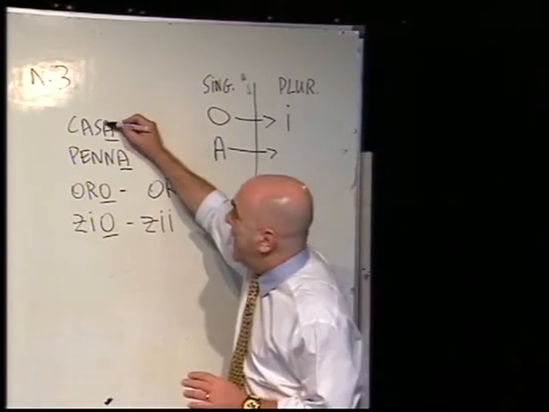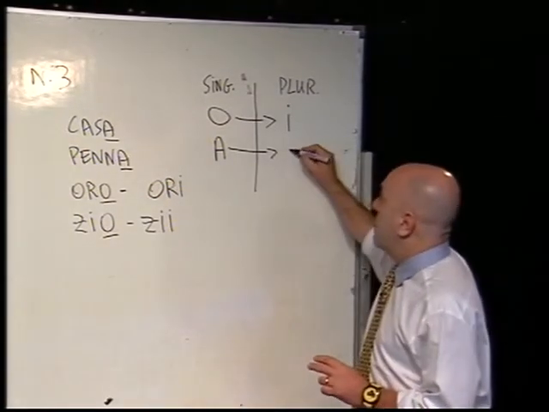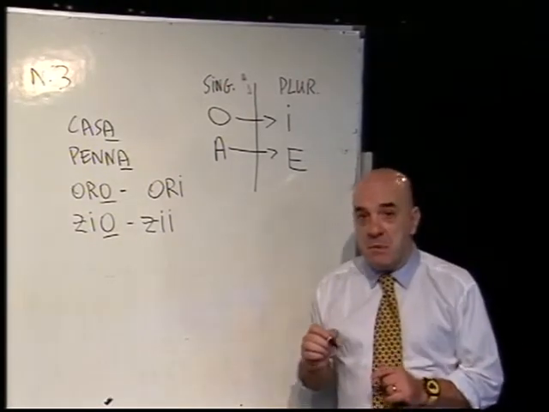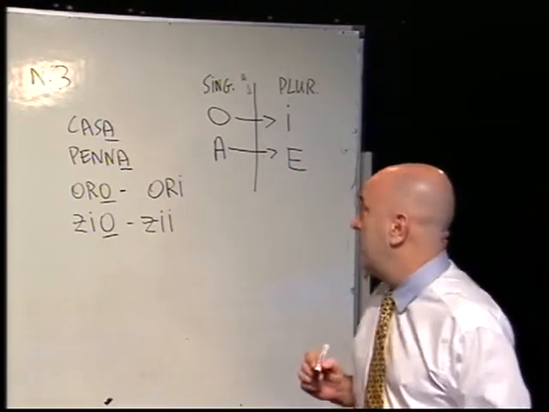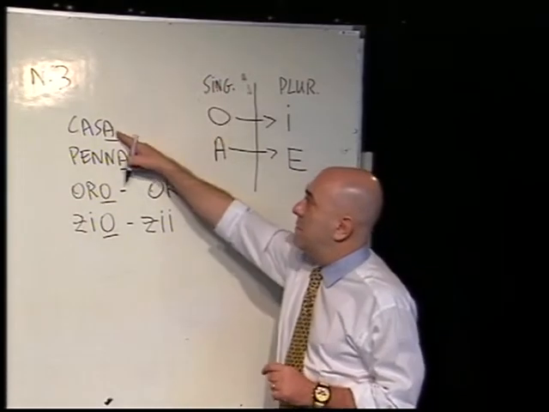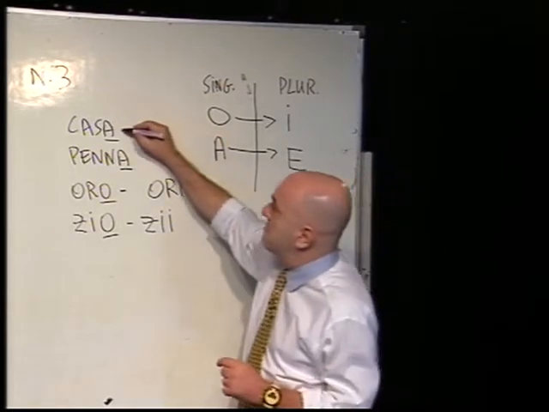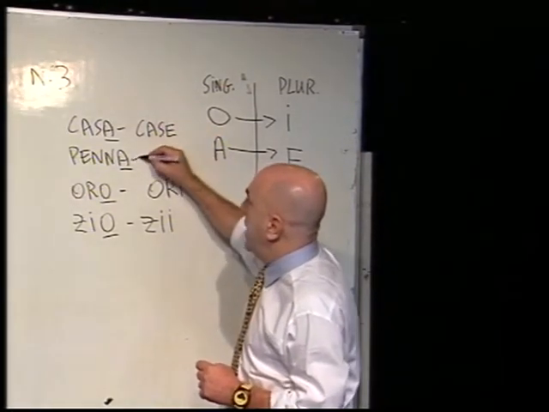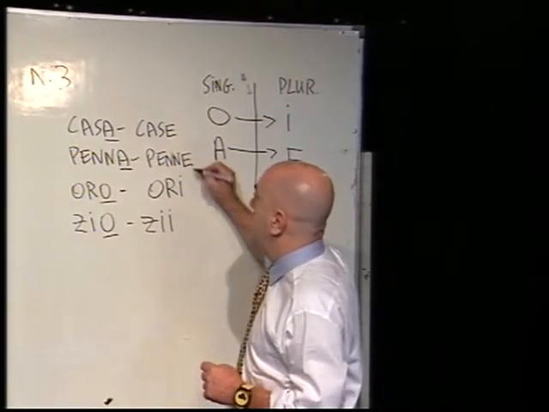I have to replace the letter A with the letter E. Remember, alphabet lesson number one, pronounce E. So, casa, singular, becomes case, plural. And penna becomes penne.